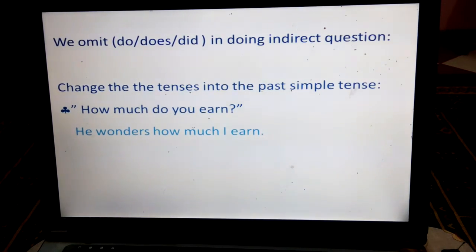If I begin with he wonders in the present simple, he wonders, so no changes in the tense inside the sentence. مفيش تغيير. How much I earn. How much subject and verb.